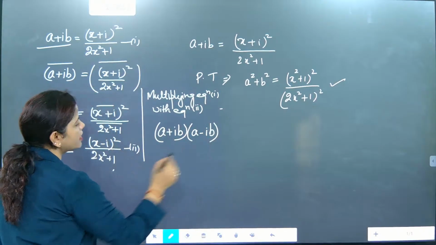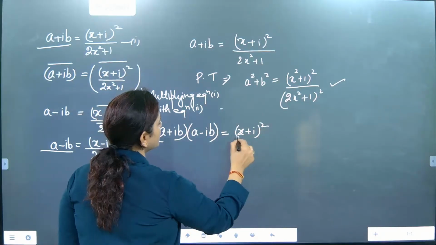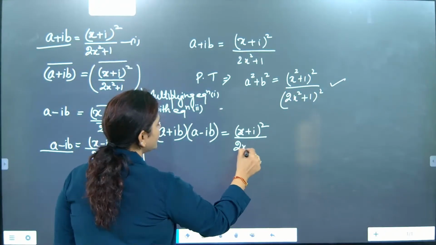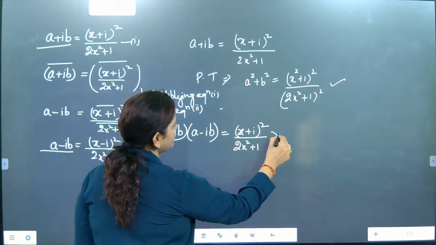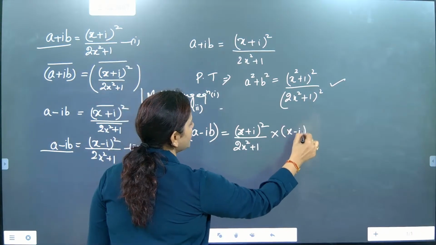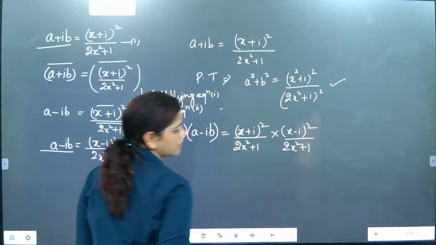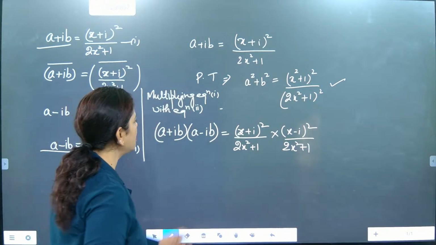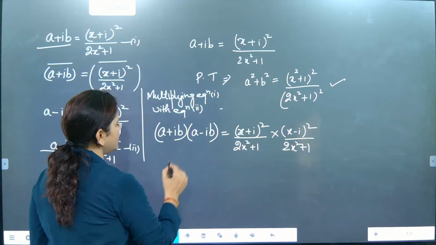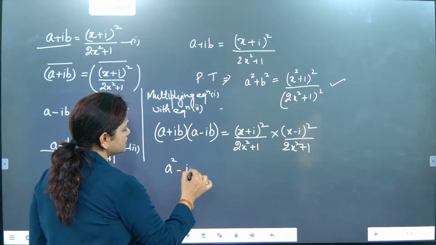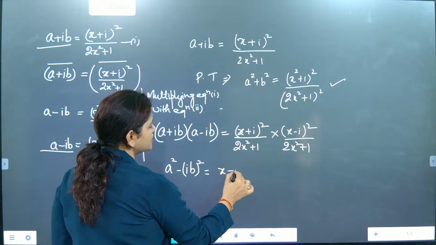Done. Now here (x plus i) whole square by 2x square plus 1 will be again multiplied with (x minus i) whole square by 2x square plus 1. Did you get it? So this part and this part will get multiplied. Now here a square minus ib whole square, this is coming as x plus 1.